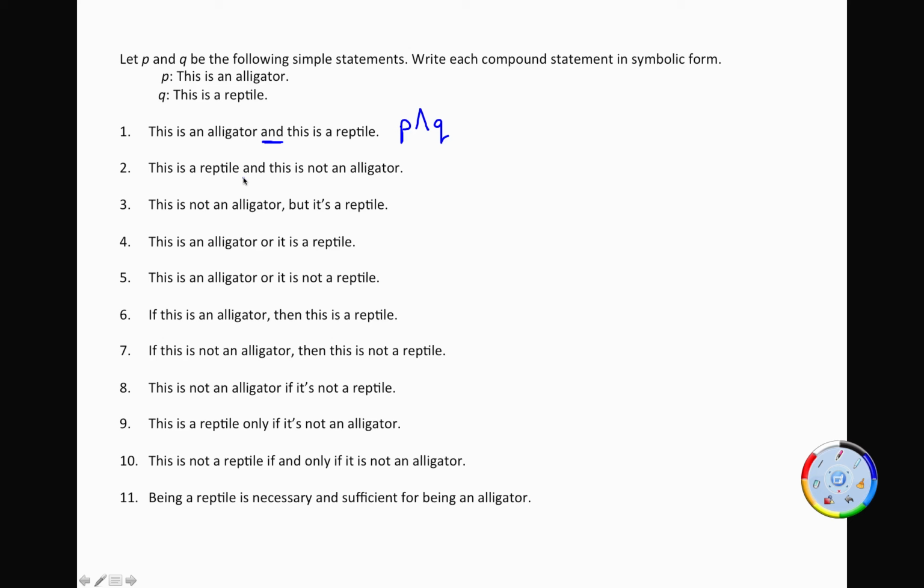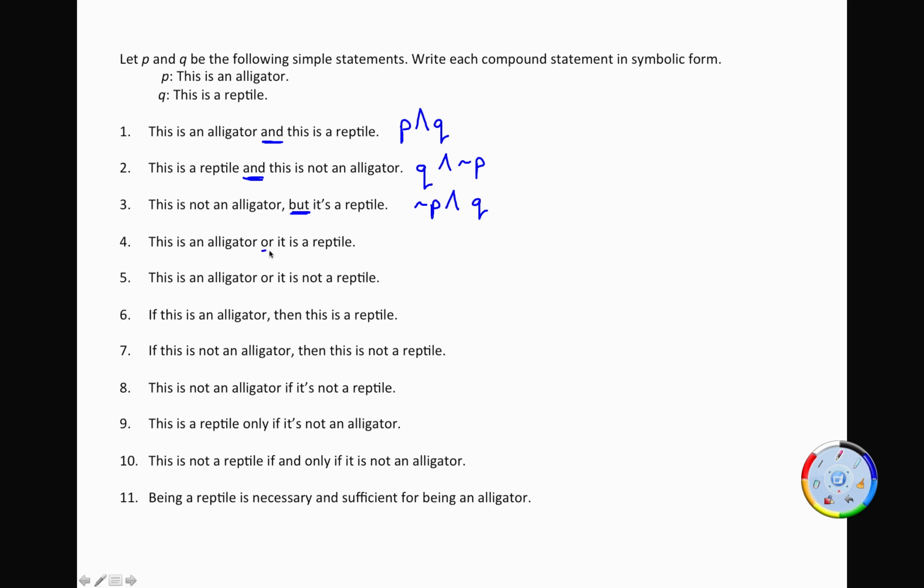This is a reptile, and this is not an alligator. So this is a reptile needs to come first, which is Q, and this is not an alligator. This is not an alligator, but it's a reptile. Remember, but is one of the equivalent ways to write and, so I need to remember that to know this is an and statement. This is not an alligator, and it's a reptile.